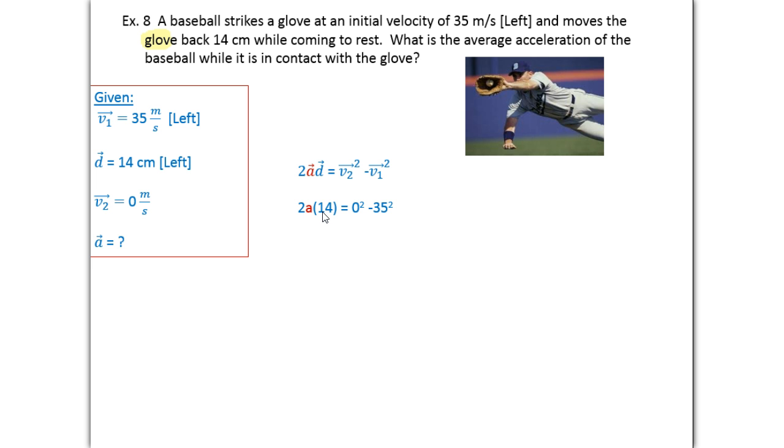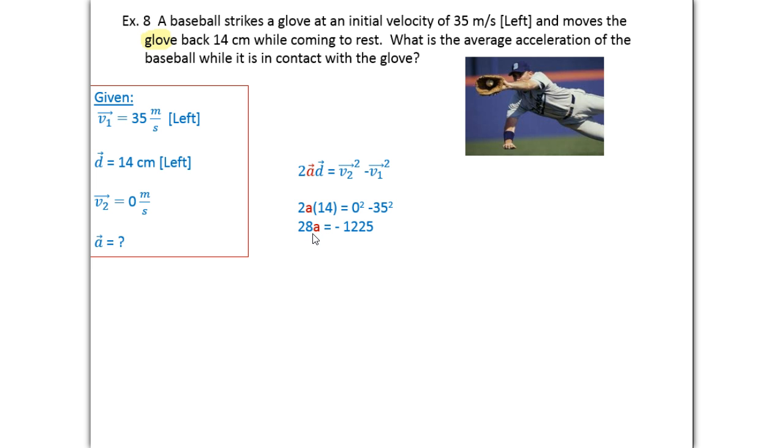So 2 times your acceleration. Displacement is 14 centimeters. V2 is 0. V1 was 35. Now, what you have to be careful of here is when you're doing the squaring. V1 is getting squared, not the negative sign on the outside. So this is still going to remain negative here. 2 times 14 is 28.